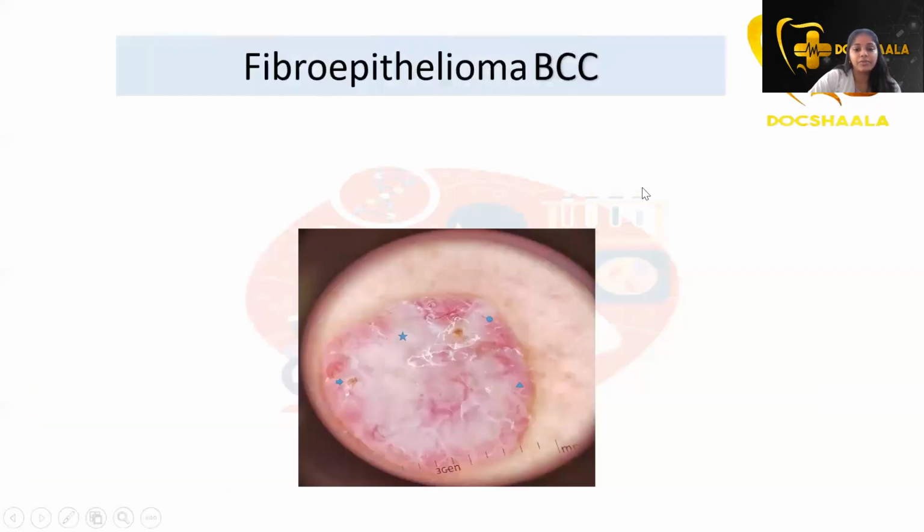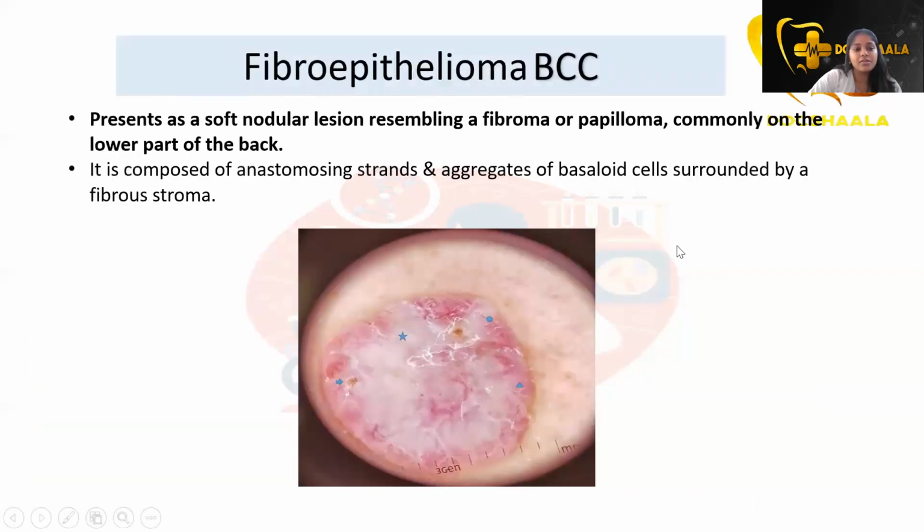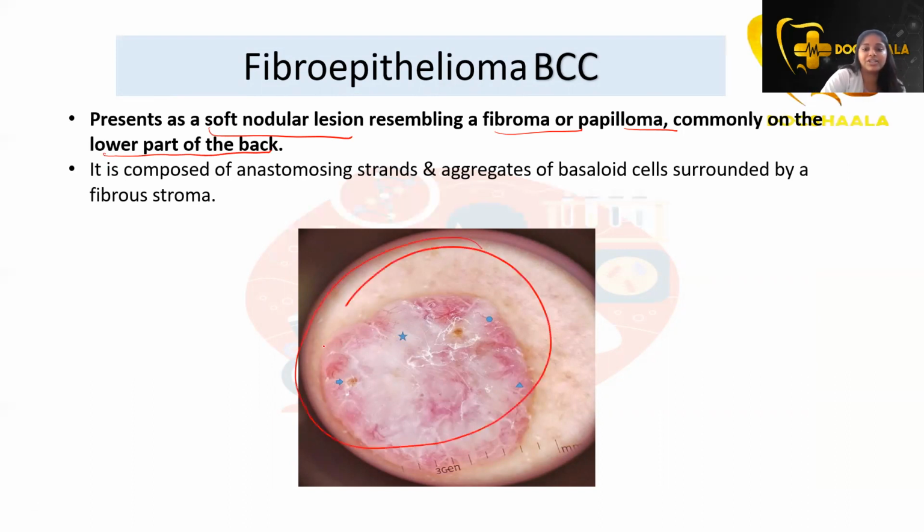Then coming to fibroepithelioma BCC. It presents as a soft nodular lesion resembling a fibroma or papilloma that is commonly seen in the lower part of the back. It is composed of anastomosing strands and aggregates of basaloid cells surrounded by fibrous stroma. This is a soft nodular lesion, as you can see. I've not got the histopathological picture, so if you have to share it with me, we can share it with other people also.